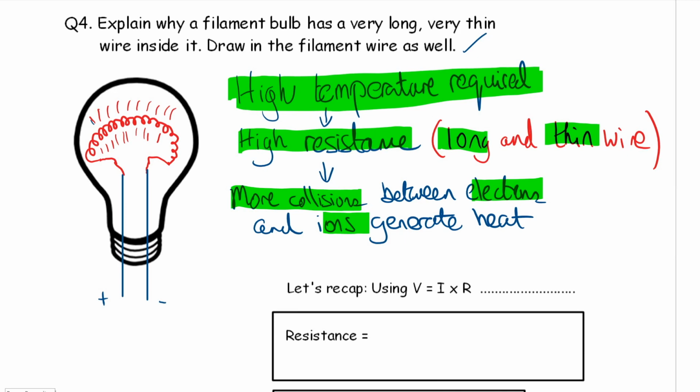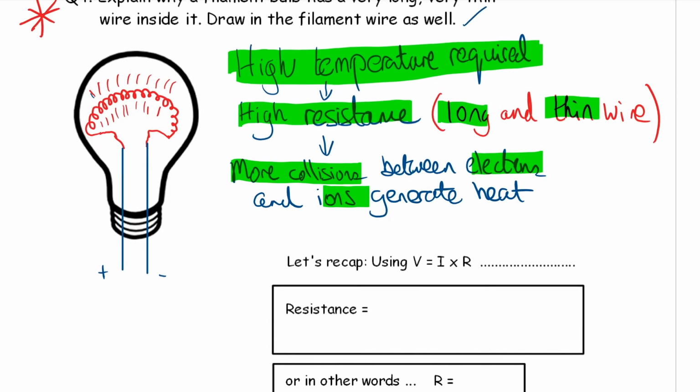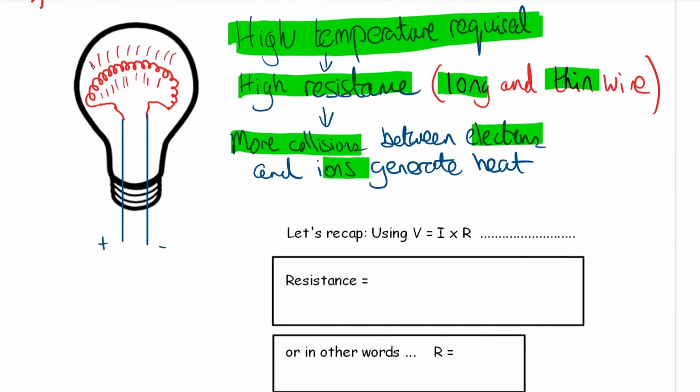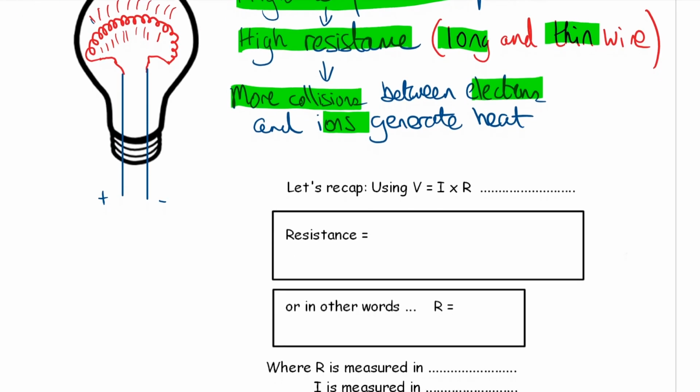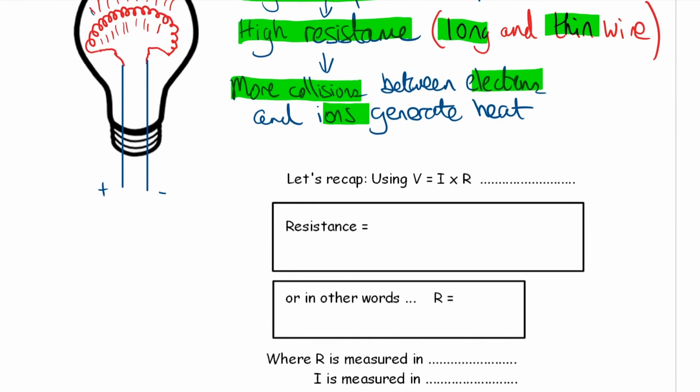Okay, I hope that went well. I'll just put a red asterisk next to question 4 as a reminder to yourselves that you need to be answering that. Okay, let's do a quick recap in order to help us answer the next part of the booklet. V equals I times R, voltage is current times resistance. We know that. So if we wrote that down in words, resistance is voltage over current.